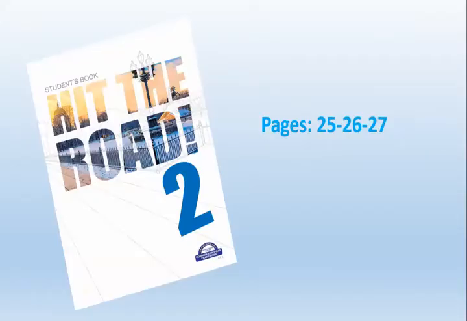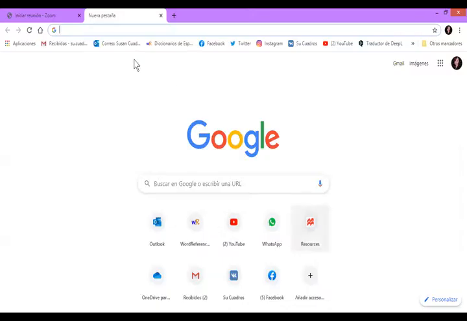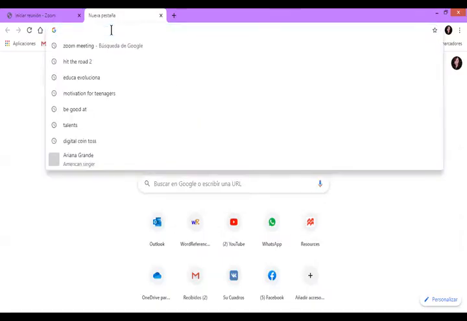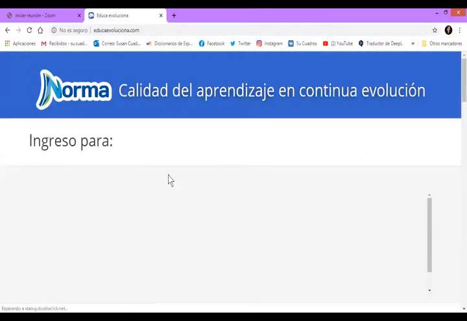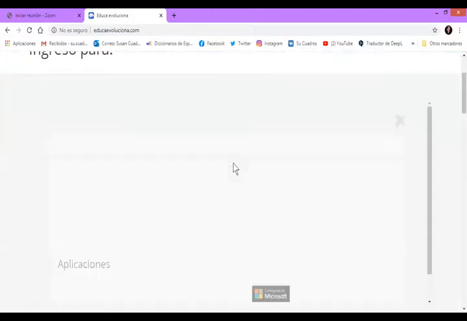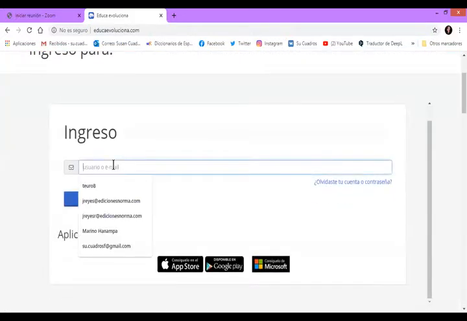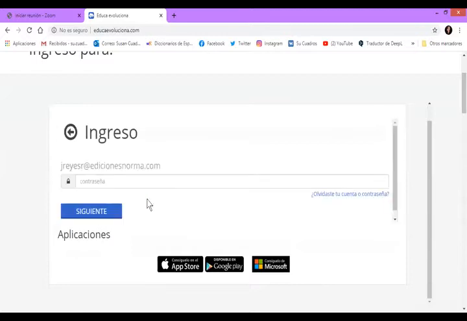Well, in today's lesson, we're going to check the book Hit the Road number 2, Unit 2, and the pages 25, 26, and 27. And to do that, we're going to check the platform together. We're going to write here Educa Evoluciona. Okay. Then we're going to get to teachers. Well, in your case, to students. You have to put your email. Then, of course, you have to write your password.